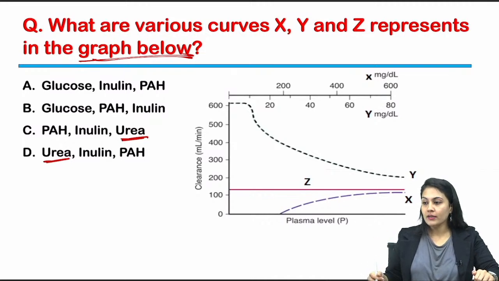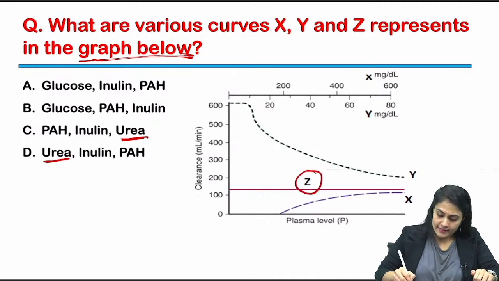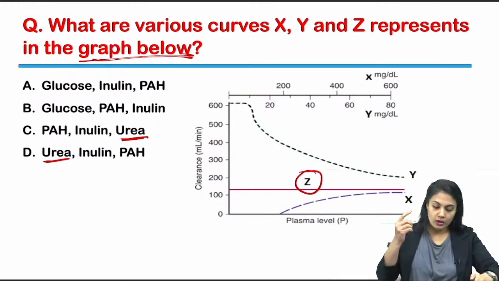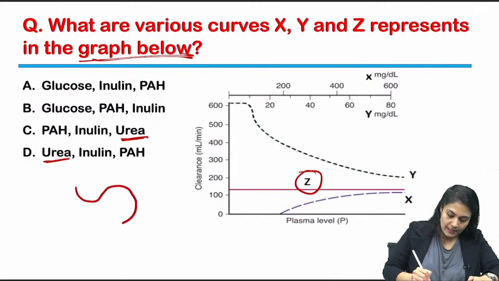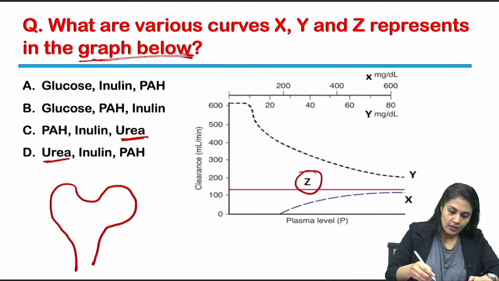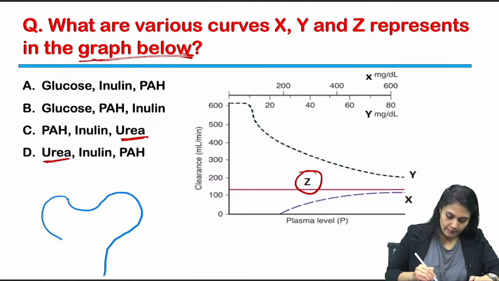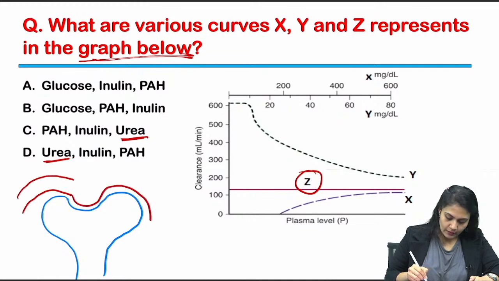Yes, absolutely right. Now understand substance Z. First of all, let's identify the substance. It is constant throughout. Doesn't matter what the plasma concentration is, it is constant. Remember about inulin. Suppose this is the Bowman's capsule. Suppose this is the afferent arteriole, glomerulus and efferent arteriole.